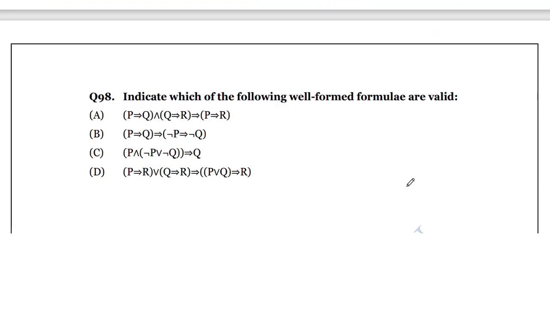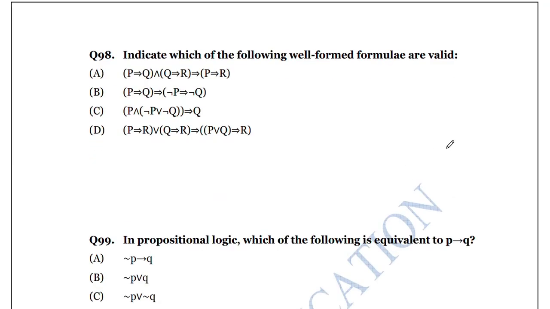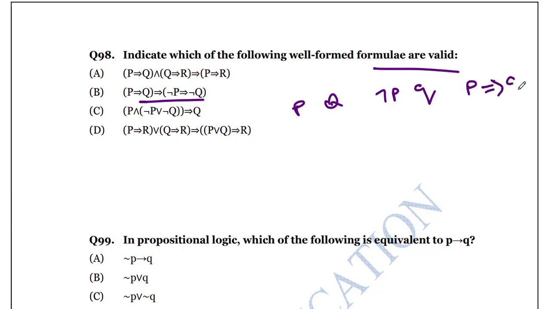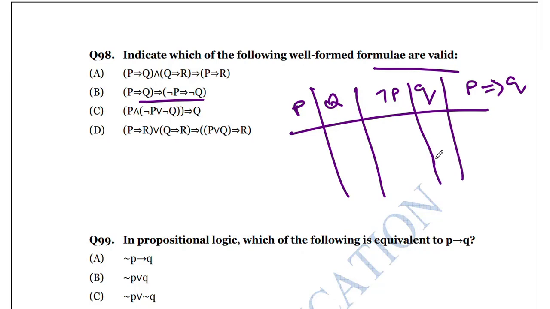Okay. The next question is, indicate which of the following well-formed formulae are valid. In this, we have to draw a truth table and verify it. Negation P and Q, so that implies P implies Q. For example, I am writing only 1. The value for P implies Q is negation P or Q, right? So P and Q are 0, 0, 0, 1, 1, 0, 1, 1. Negation P is 1, 1, 0, 0.